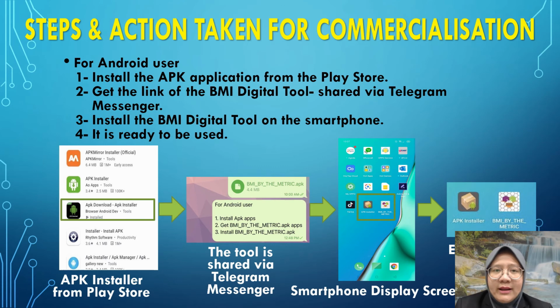Next are the steps and actions taken for commercializations, and this is actually for Android users only, and hence maybe in our next innovations we are going to upgrade to Apple users. For Android users, they can simply follow 4 simple steps. They install the APK application from the Play Store. Next, they get the link to the BMI digital tool that will be shared via Telegram Messenger by our committee members, and then they can install the BMI digital tool on their smartphone. Later, it is ready to be used.